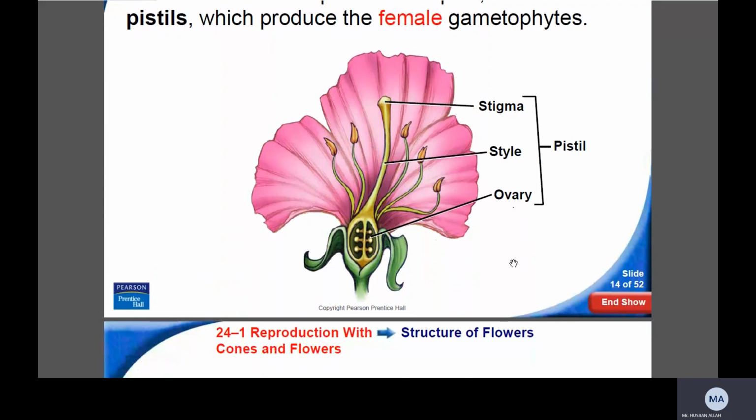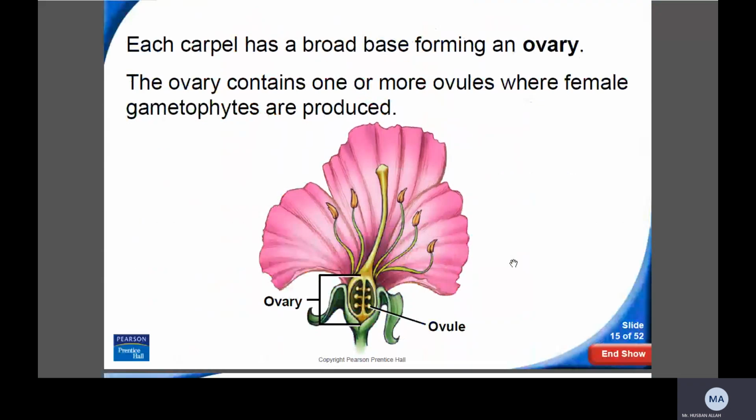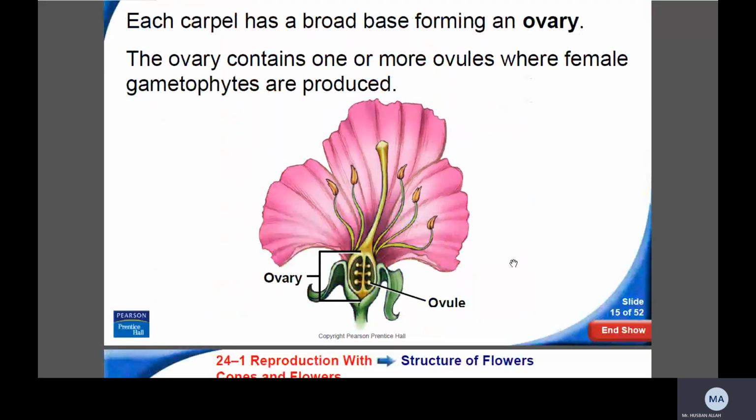Each carpel has a broad base forming an ovary, right? The base, which you can see down, is called the ovary. The ovary contains one or more ovules where female gametophytes are produced. Ovules are the egg-like shapes which you can see. It can be one, it can be two, or it can be more, depending on the plant. Different plants have different numbers. And as in the anther we have pollen grain, which we call the male gametophyte, the ovary here in the female is the female gametophyte.